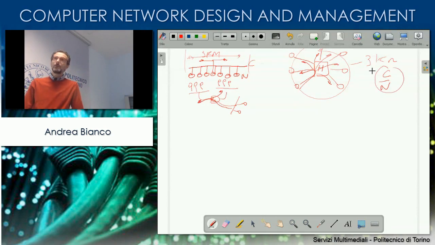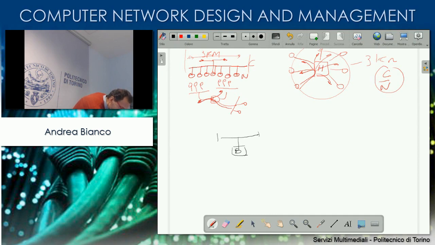Okay? Any question? Now, what happens if instead you have something which is an interconnection of LANs? Suppose that you have now an interconnecting device, which we call bridge, for example. In this example, we have 4 LANs, 4 segments.